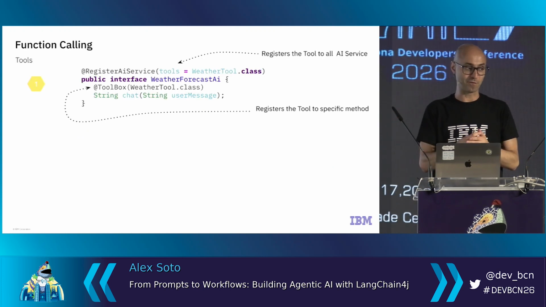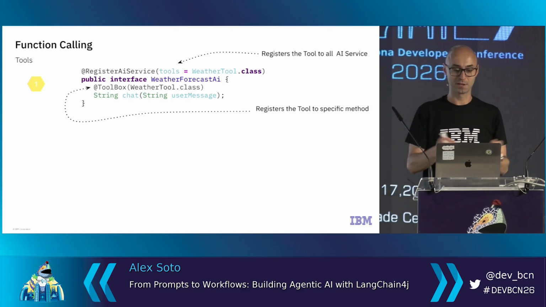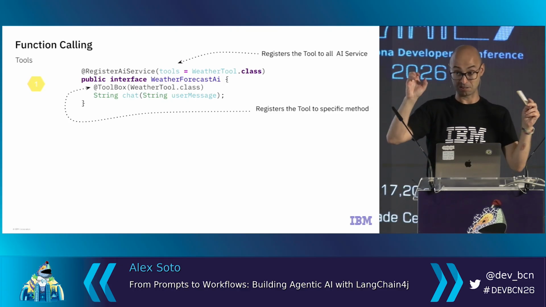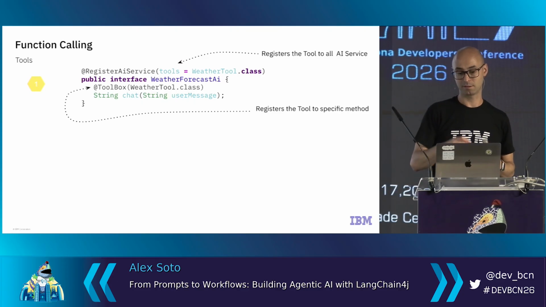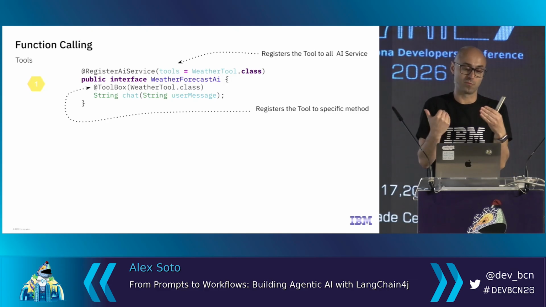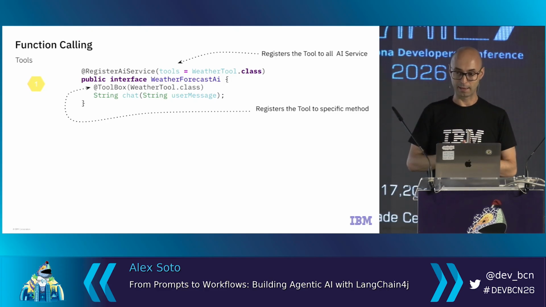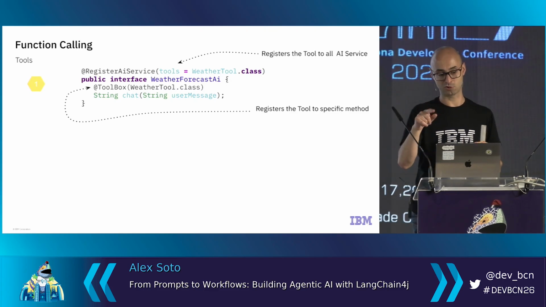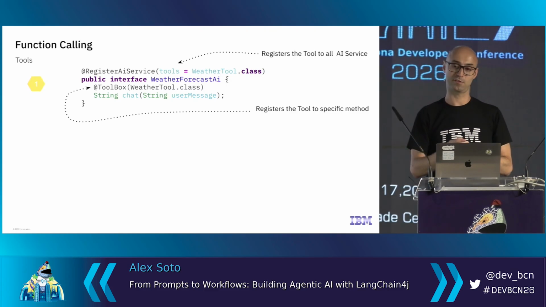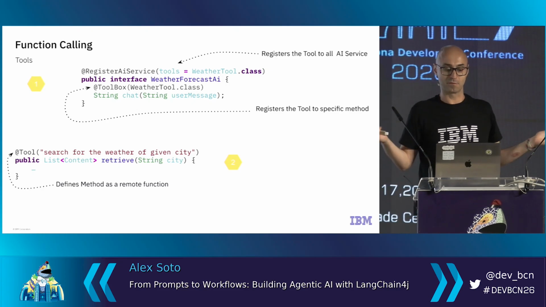Then how you can define this is super easy. You go to your AI service and say, this AI service can use a tool, which is the weather tool. This is just a class, you'll see now. Or if you only want to invoke it in a method, so suppose that you've got several methods in this AI interface, you can just use the annotation toolbox, you pass the class, and that's all. And this class is something like this.